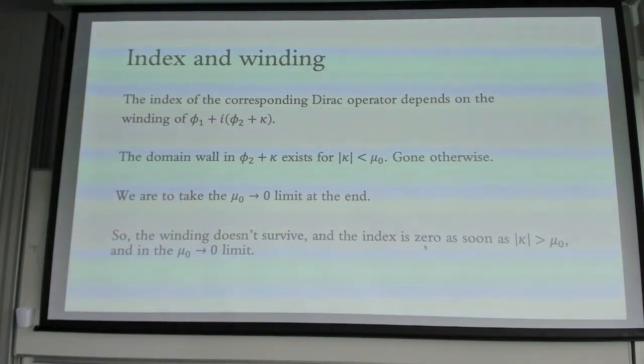So in this case, the index depends on the winding of this combined field phi 1 and phi 2 plus kappa. So the domain wall in phi 2 plus kappa exists only for mod kappa smaller than mu 0. It's gone otherwise. So as I said earlier, I would take the mu 0 going to 0 limit in every case. The winding doesn't survive because the domain wall doesn't survive in this extra time direction.